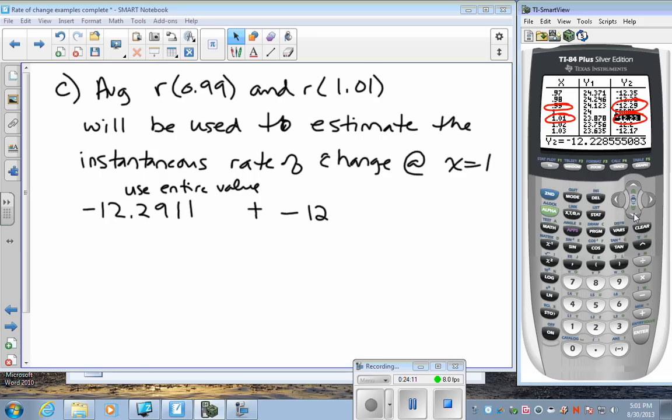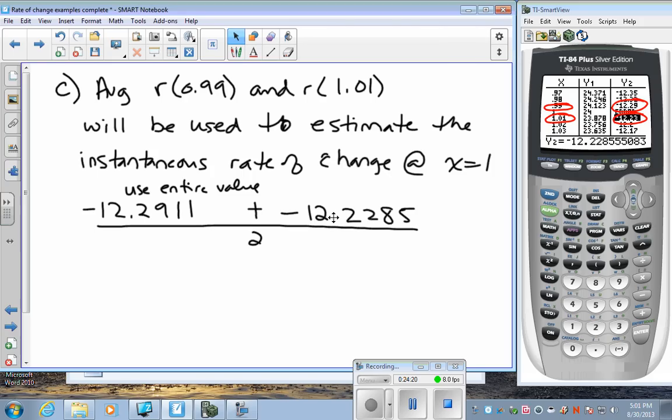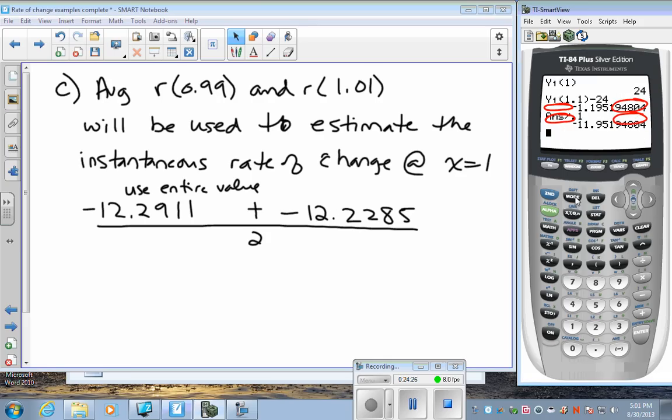Sorry, negative 12.2285, and again we're going to use the entire value, and we're going to take that and divide it by 2. We're going to do that in the calculator, and again we have R is stored in Y2, so when I quit, I'm going to go ahead and pull up Y2 at 0.99. I'm going to add that to Y2 at 1.01, and I'm going to divide by 2.